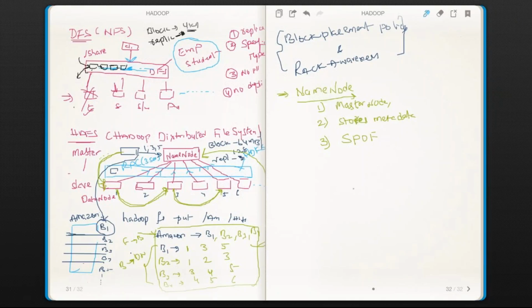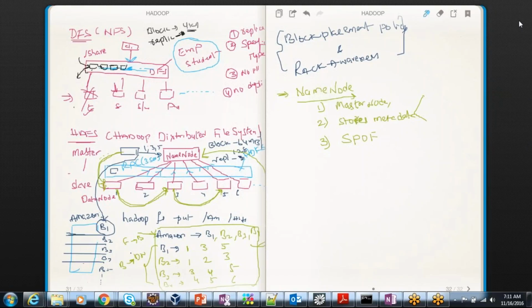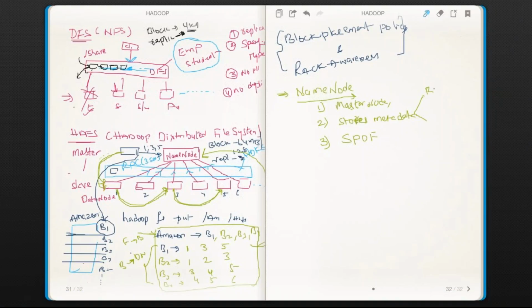We're talking about metadata. Where will this metadata be stored? Anyone? In which memory? There are two types of memories we have, RAM and ROM. The metadata will be stored in RAM as well as ROM.